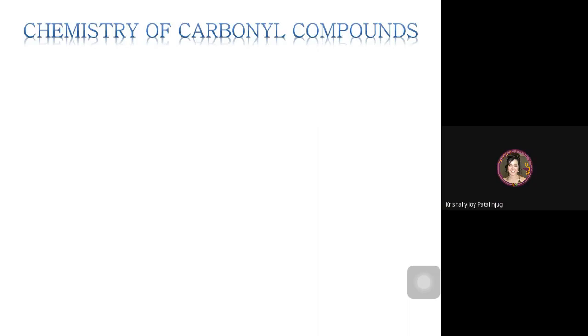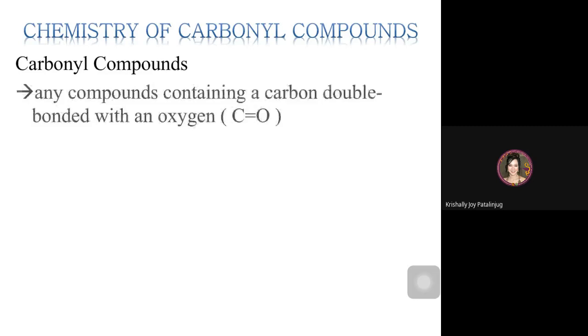Okay, so let's start with the carbonyl compounds. I'll start with the introduction on the chemistry of carbonyl compounds. Carbonyl compounds are any compounds containing a carbon double bonded with an oxygen. You have encountered this many times, di ba? During the introduction to organic chemistry, I mentioned all about carbonyl-containing functional groups. You have a compound containing a carbon double bonded to oxygen. That is the carbonyl.